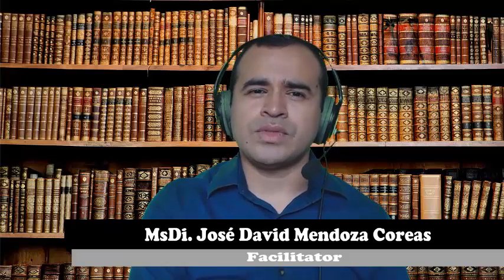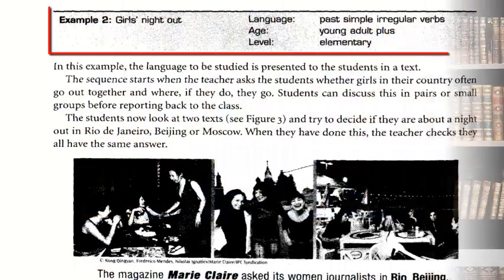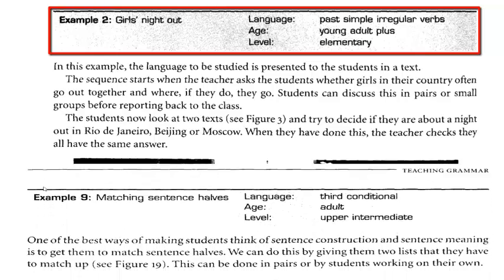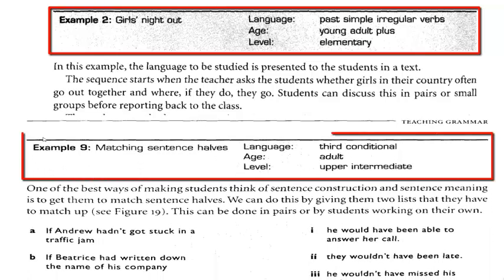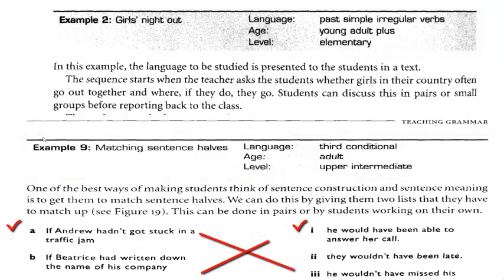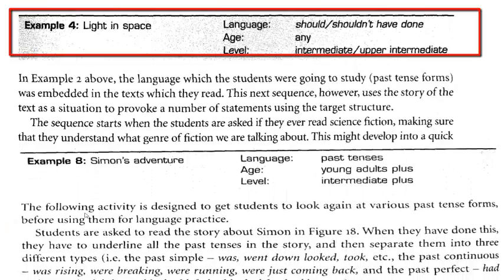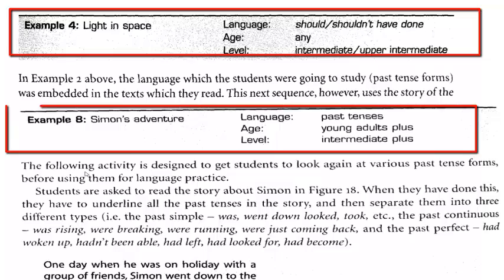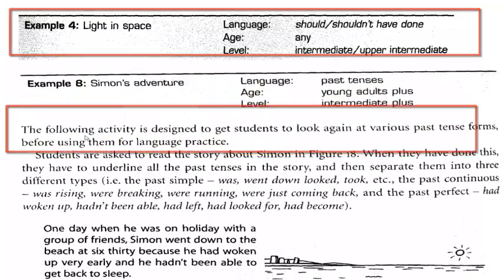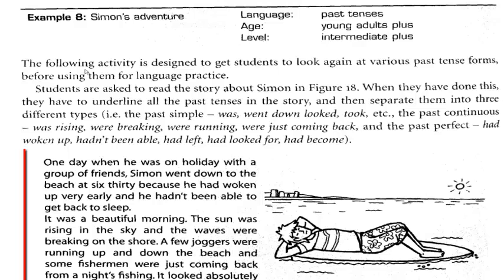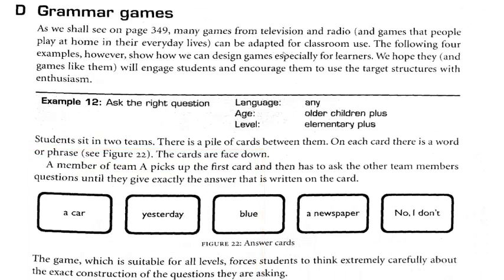Then we have two similar activities, Girls' Night Out and Matching Sentence Halves. In here, students are given two lists, one on the left and one on the right, so they have to match them out. Then, Light in Space and Simon's Adventures are two activities in which you can use a text to introduce and explain a grammatical structure once a student has identified it in its context.